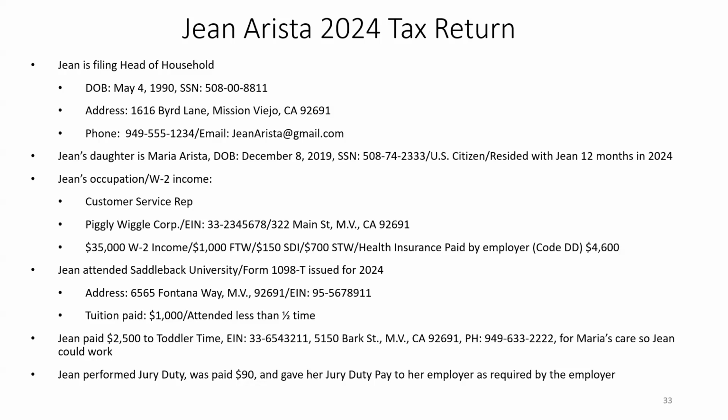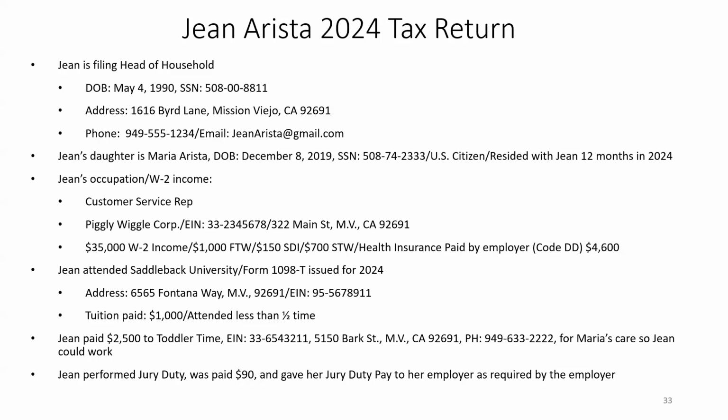And on the 1098-T, it'll show whether or not they're half-time, at least half-time, or less than half-time. And then Jean also paid a company to watch her kid, paid him $2,500, so she can go to work. And then the last item talks about jury duty.